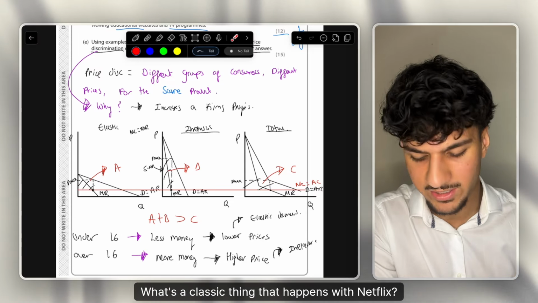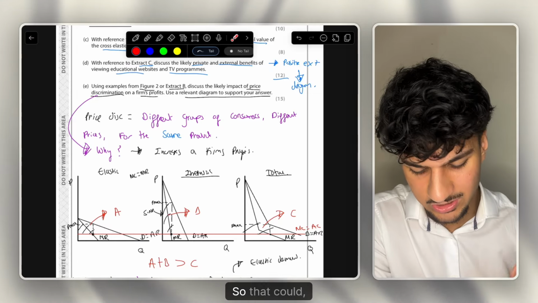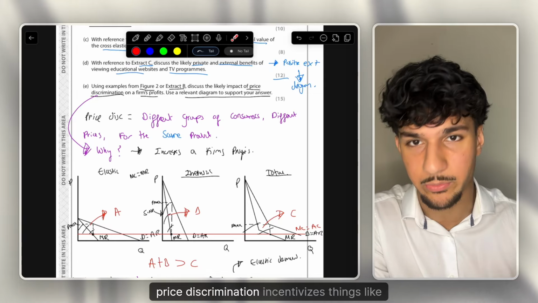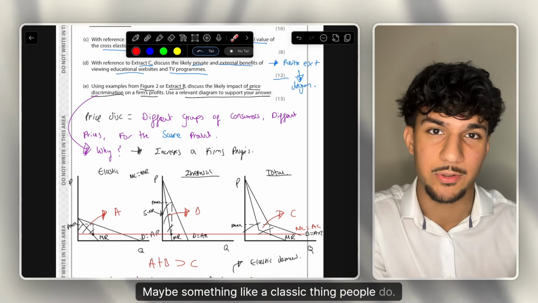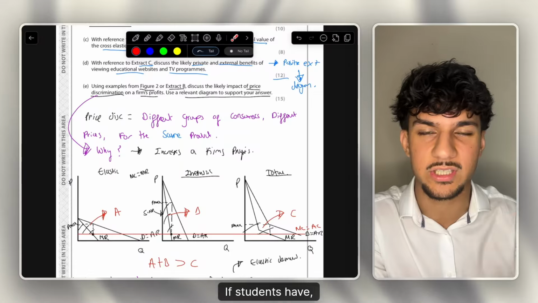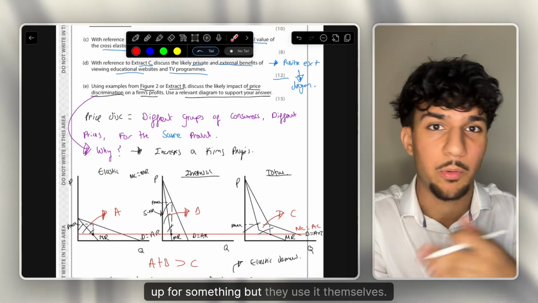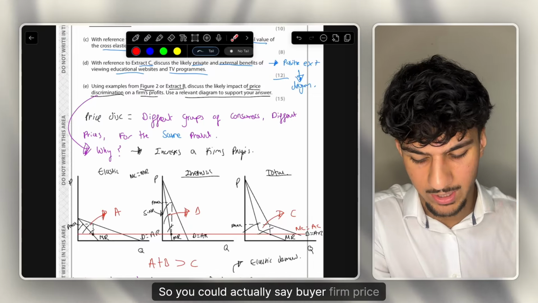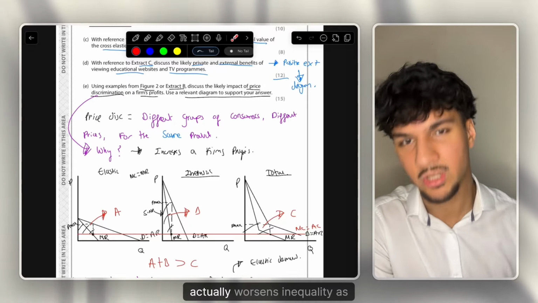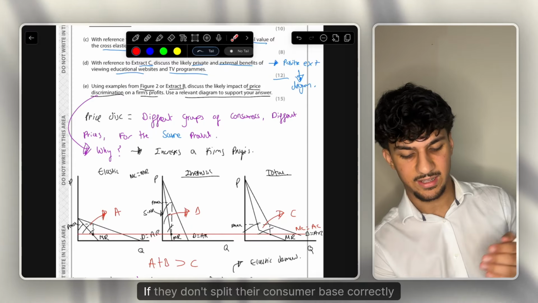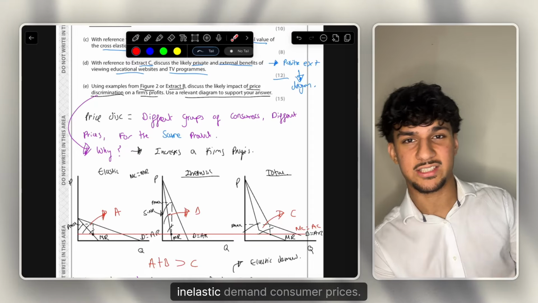What's a classic thing that happens with Netflix? Does everyone pay for Netflix? Not really. Things like sharing passwords, so you could say price discrimination incentivizes things like sharing passwords. Maybe something like a classic thing people do: if students have it cheaper, they'll get their younger cousin or sibling to sign up for something, but they use it themselves. So you could actually say that by a firm price discriminating, it's actually reducing their profits. And like I said before, even other points like it actually worsens inequality, as if they don't split their consumer base correctly, it means that elastic demand consumers are charged inelastic demand consumer prices.